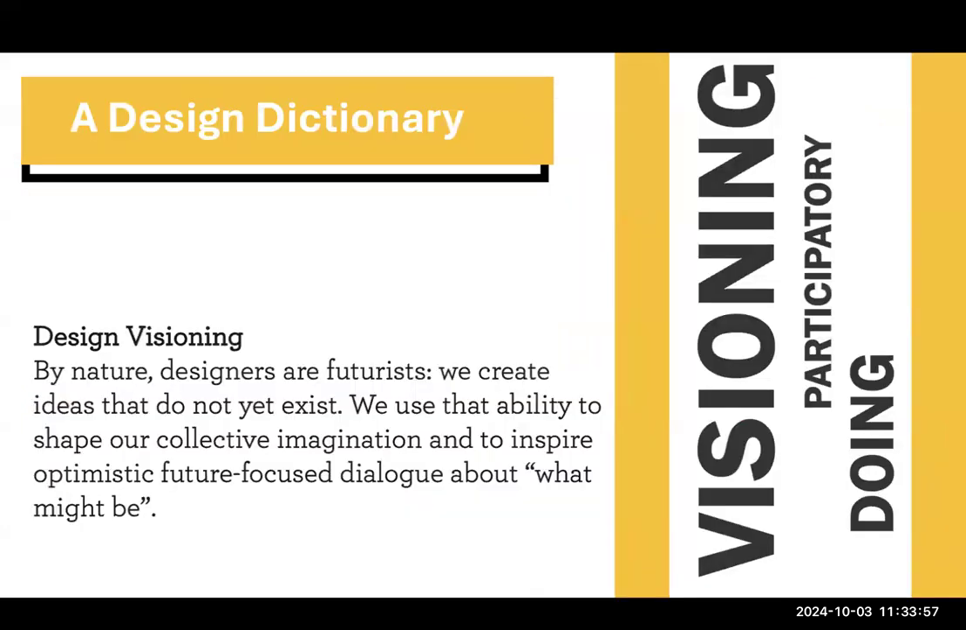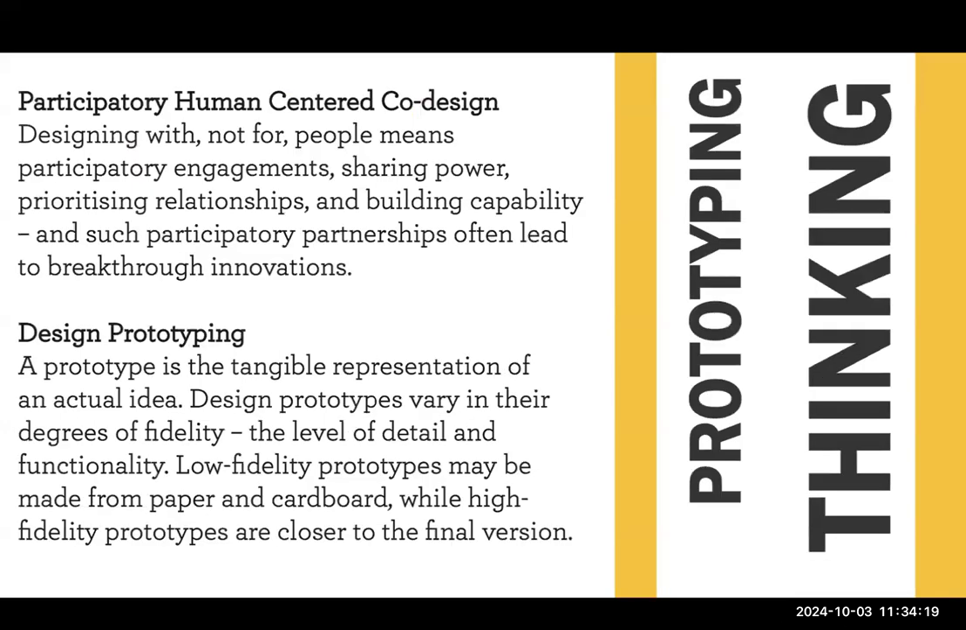And I want to end with a bit of a design dictionary, because I think it's important to think about these things as we're learning, because you're learning to become a design thinker. And so you need to know these words. Design visioning is thinking about the future, okay? Design is a futurist. We create ideas that do not yet exist, okay? So design visioning. And we're using that with our dialogue. We're like, what might be, what could be? Human-centered co-design is about designing with, not for people. It means sharing power and prioritizing relationship, because we know that such partnerships often lead to breakthrough innovations.